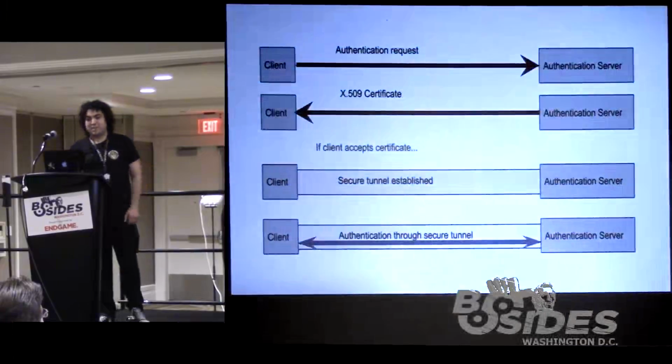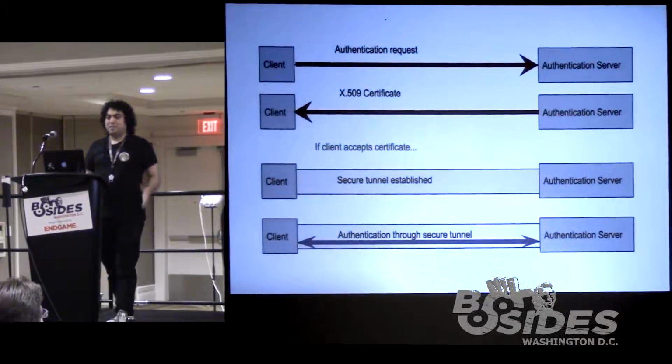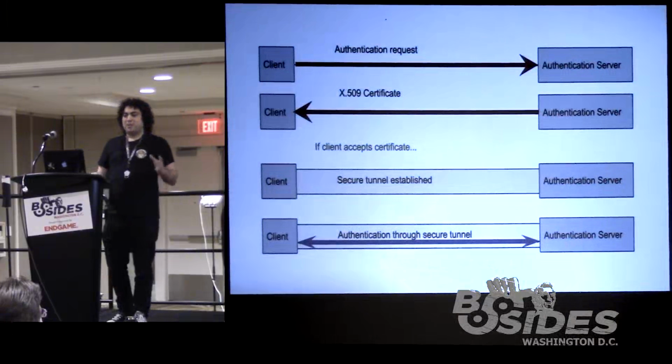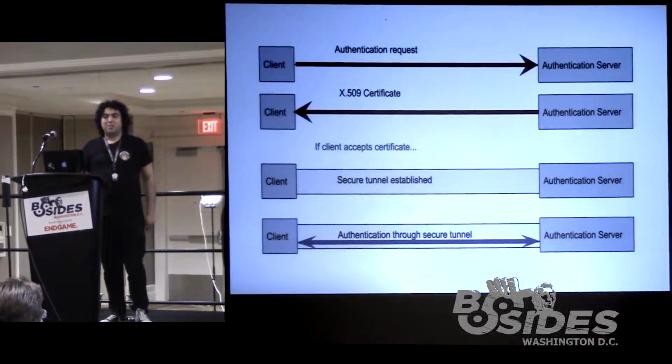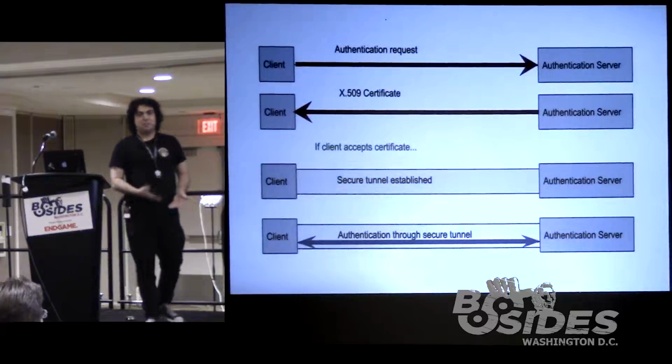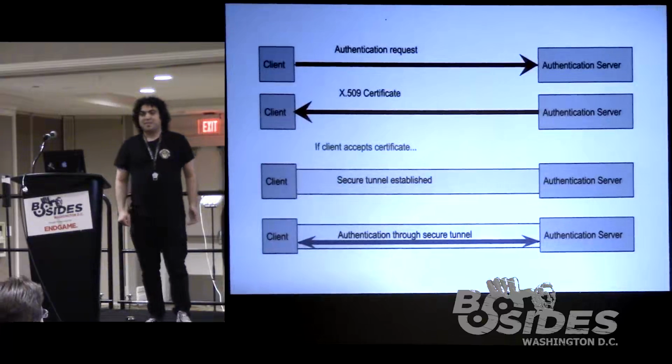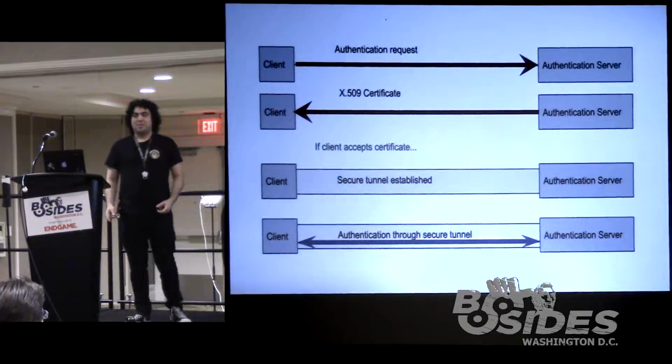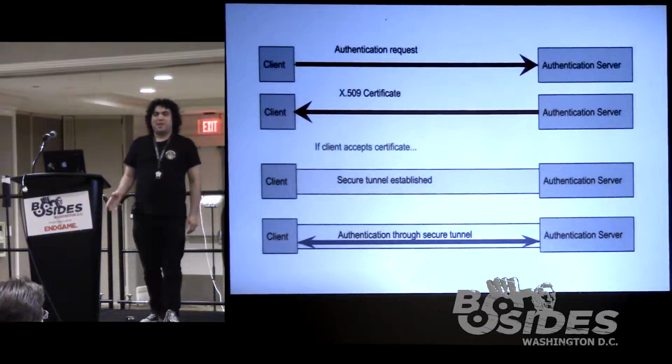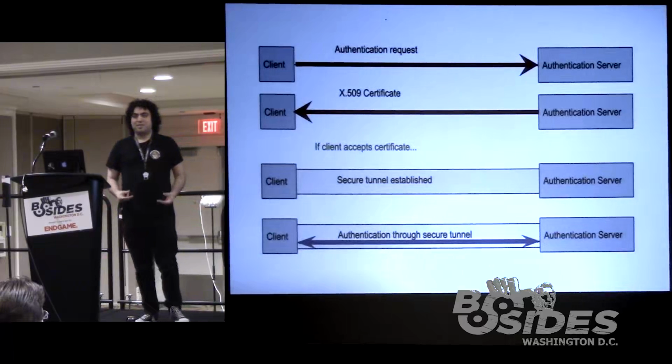So logically, the way that EAP works, it's a transaction that occurs between the client and the authentication server. The first thing that happens is the client, that's your wireless device, your laptop or whatever, is going to send an authentication request to the authentication server. The authentication server is going to respond with an X509 certificate that it sends to the client. The reason it's doing this is it needs to establish to the client that it can be trusted. Otherwise the client doesn't know who it's actually attempting to authenticate with.